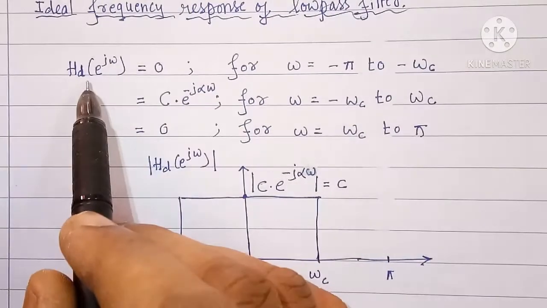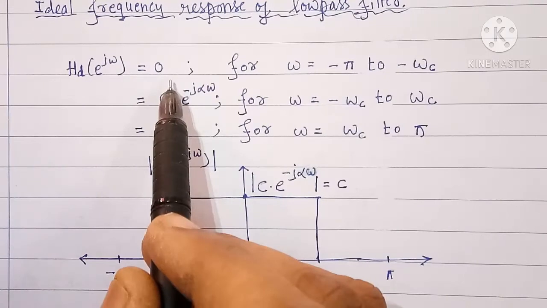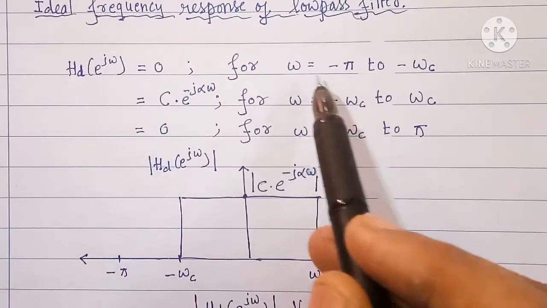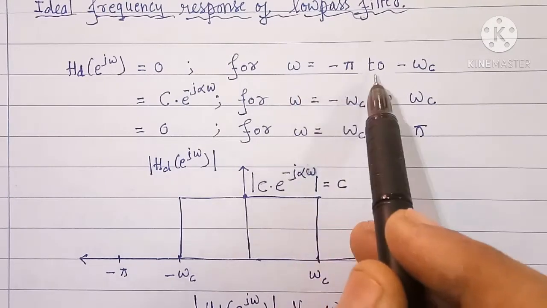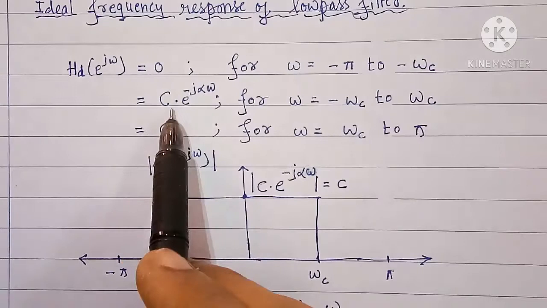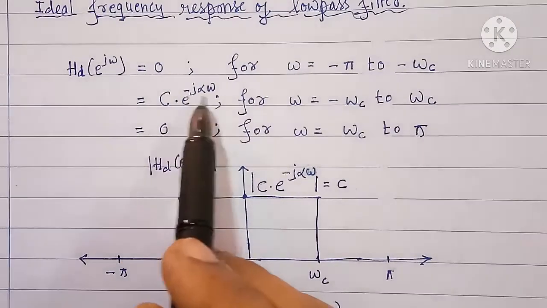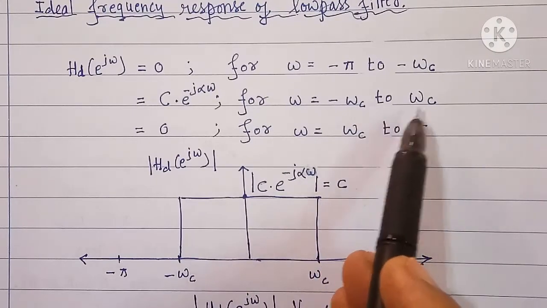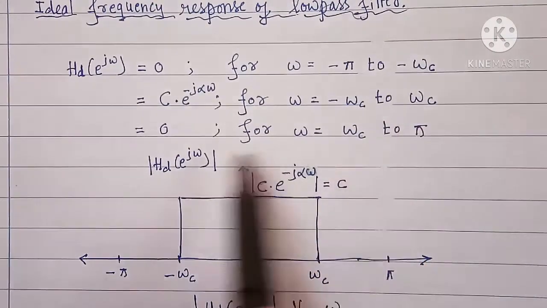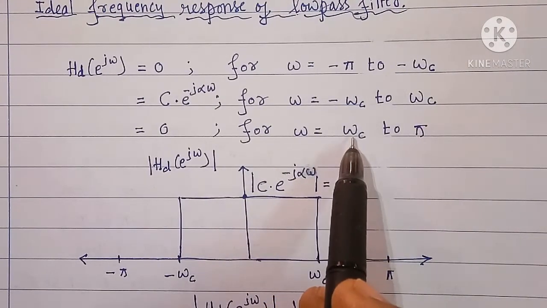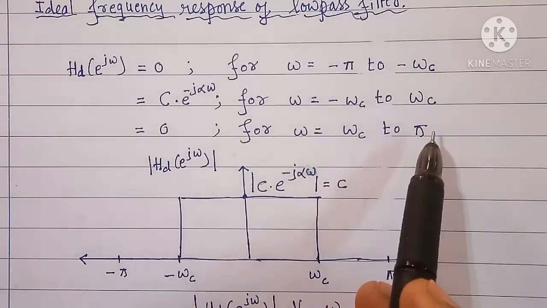So you can write HD of e raised to j omega equal to 0 for omega equal to minus pi to minus omega c, equal to c into e raised to minus j alpha omega for omega equal to minus omega c to plus omega c, and again equal to 0 for omega equal to omega c to plus pi.